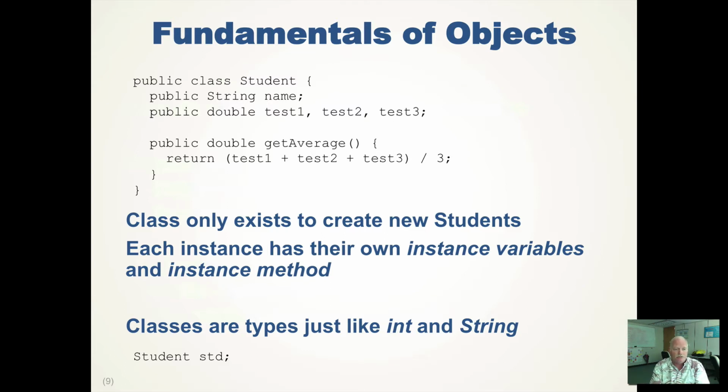For example, this class Student has no static member variables and no static subroutines or methods, so this class is only there to help you create new instances of Student. Each instance has its own instance variables and methods, and classes can be used like types, just like you use an int and a string. So you can declare a variable of type Student by saying Student and then the variable name. We declared a Student std.